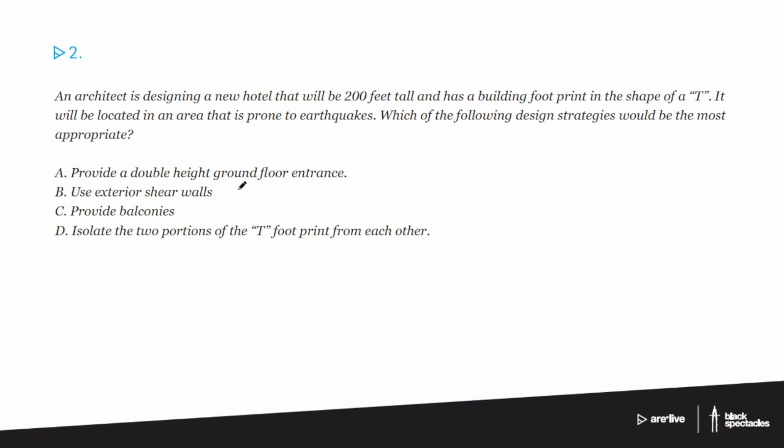So A, possible, is provide a double height ground floor entrance. Interesting. B, use exterior shear walls. All right. C, provide balconies. D, isolate the two portions of the T footprint from each other. All right, so looking at this, what are the key parts that jump out at you?